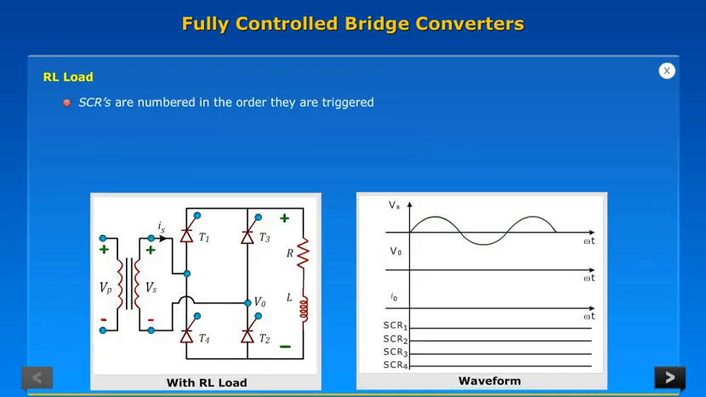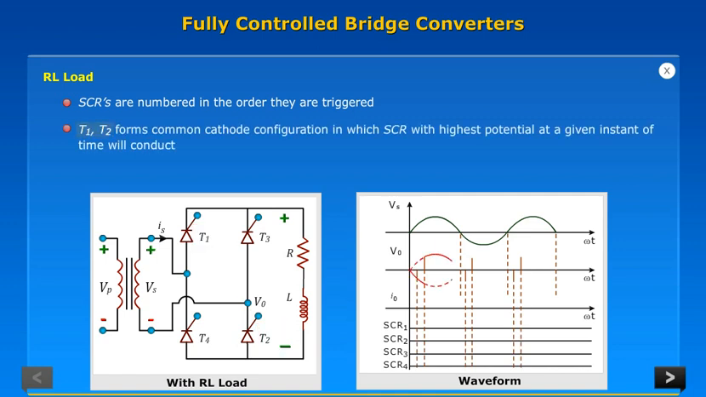RL load. SCRs are numbered in the order they are triggered. T1, T2 forms cathode configuration in which the SCR with the highest potential at a given instant of time will conduct.